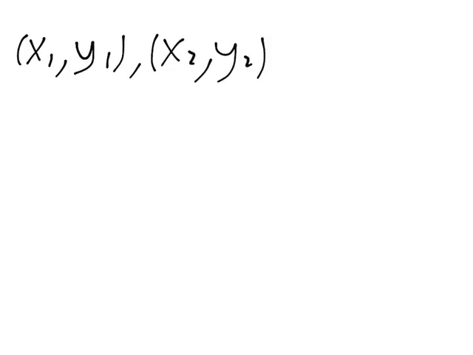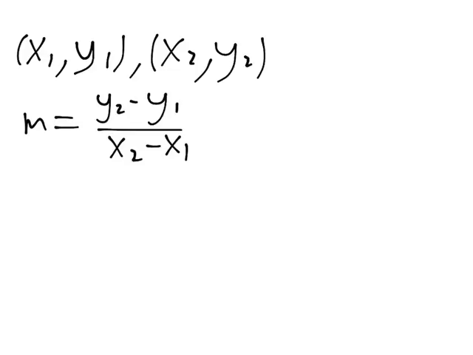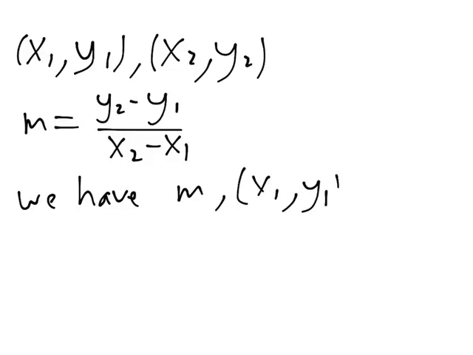Now, what if we're given 2 points, x1, y1, and x2, y2? How can we write an equation for a line in this situation? Well, first we can use the equation for a slope. m is equal to y2 minus y1 over x2 minus x1. Since we already know what y1, y2, x1, and x2 are, we can calculate this. So now we have m, and we also have a point, x1, y1. So we can just use the point-slope form.